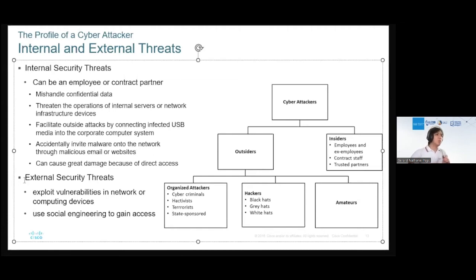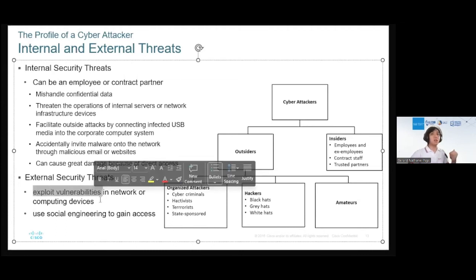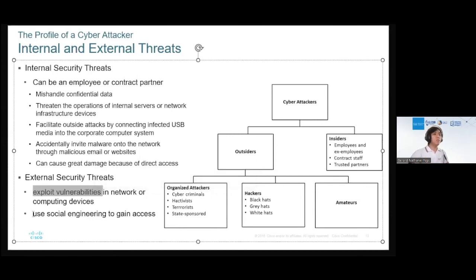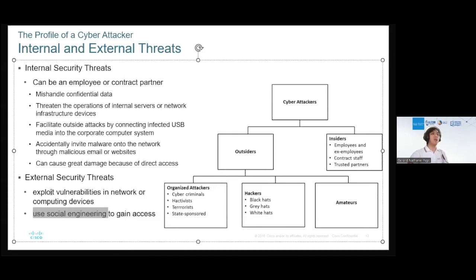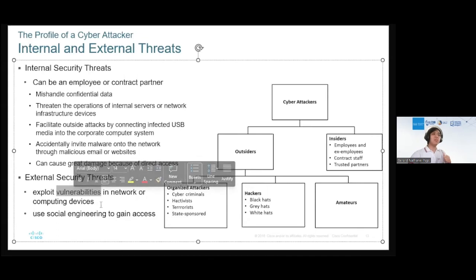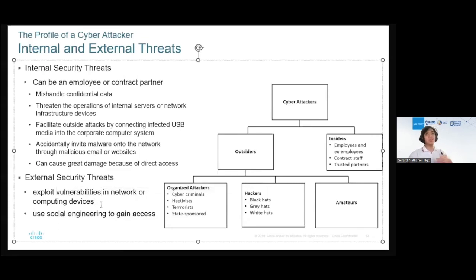Okay. So external security threats exploit vulnerabilities in the network and computing devices. These are unpatched software, unpatched services, or even code, because the web application that they deployed is not secure. They could obviously use social engineering to gain access. This is the most effective way of getting access to any system that is secure enough to not have publicly known vulnerabilities or easily accessible systems. They just attack the person instead.